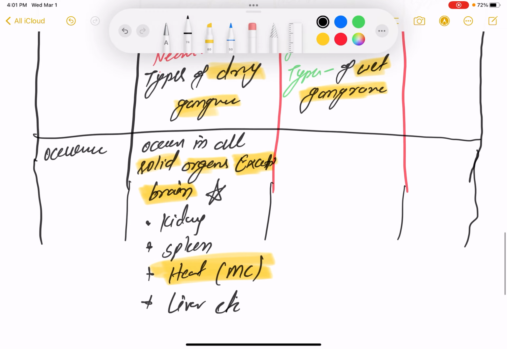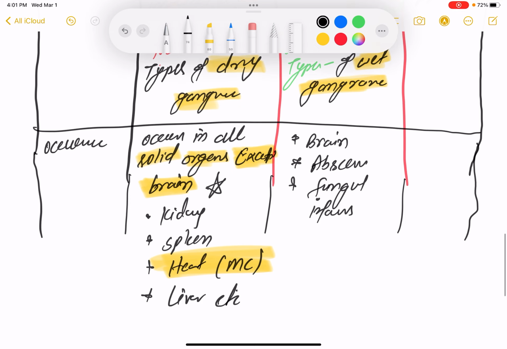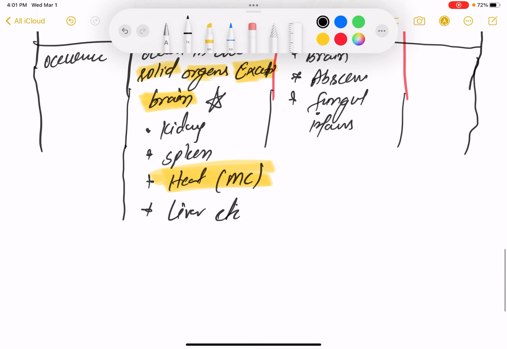Then we come to liquefactive necrosis. Liquefactive necrosis occurs in any kind of injury like brain injury, or any abscess, or any fungal infection.